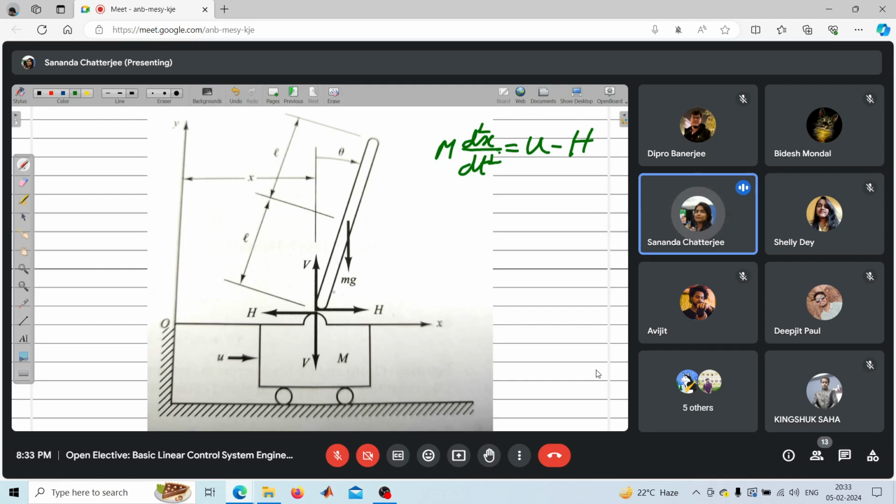From the free body diagram of this pendulum, how many equations of motion will be there? First, tell me how many energy storing elements are there in this system? One is the cart, that is the mass capital M, and there is a pendulum, that is the mass small m. And in the pendulum, energy will be stored.